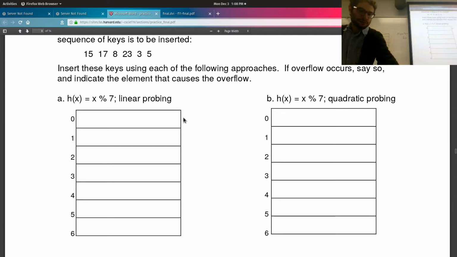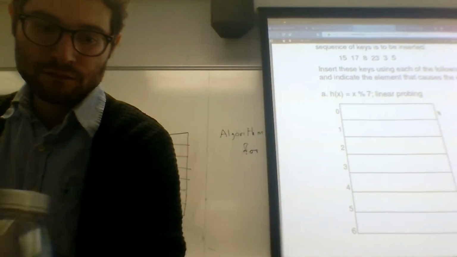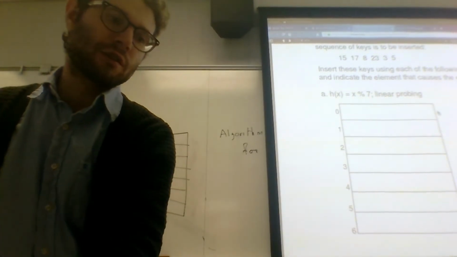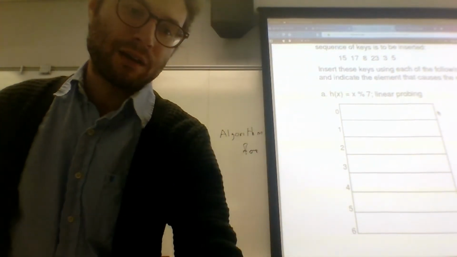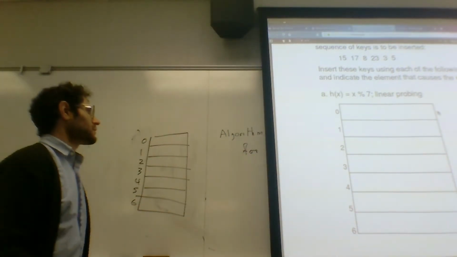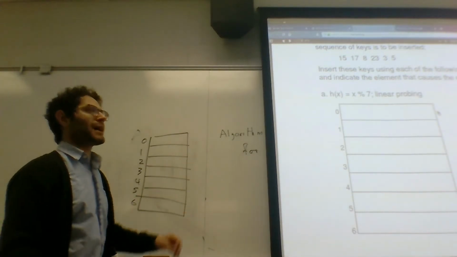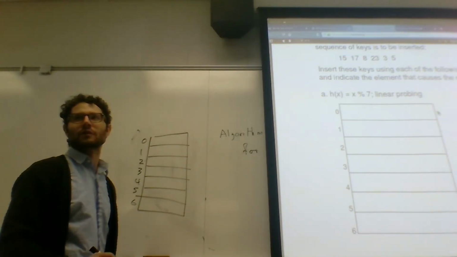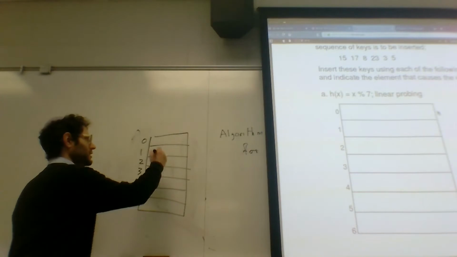So 15 should go, let me just put this here to remind me to switch it. So 15, what is 15 mod 7, first off? 1. It's 1. So 15 will go into index 1.